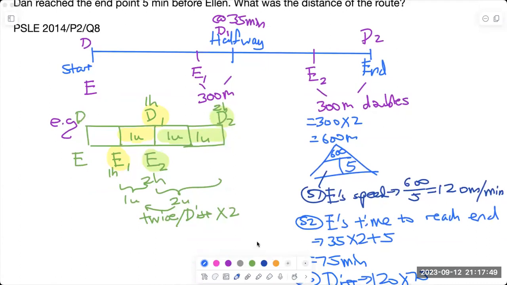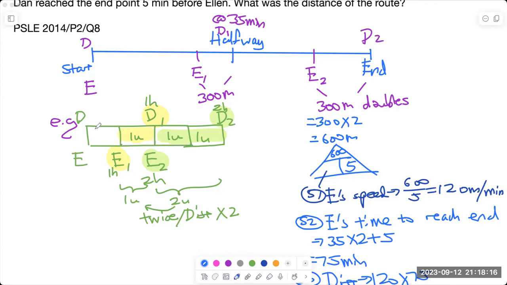Can you see that? Let's say I just draw D and E at the start and say in every hour, D travels 2 units and E travels 1 unit. So after 1 hour, D1 will be here and E1 will be here. And then the separation distance is 1 unit.